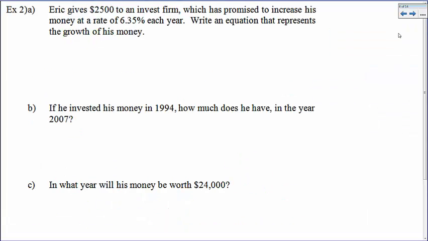For example 2, pause the video and see if you can complete the problem on your own on a separate sheet of paper. Begin the video again when you have completed all parts and check your answers against what is shown.